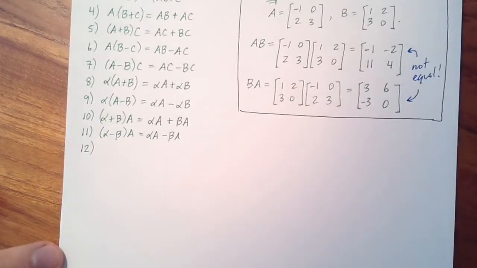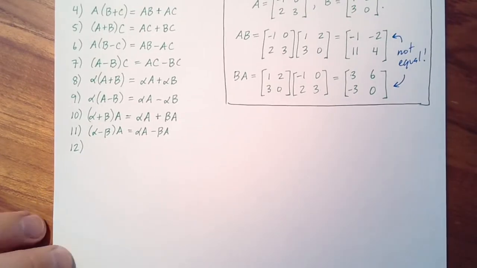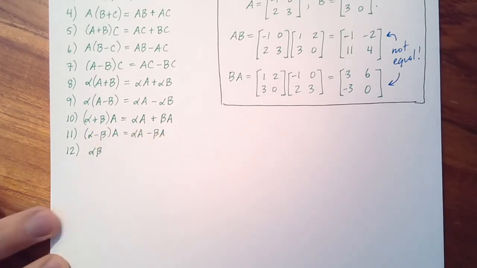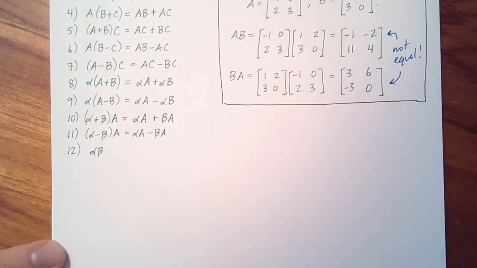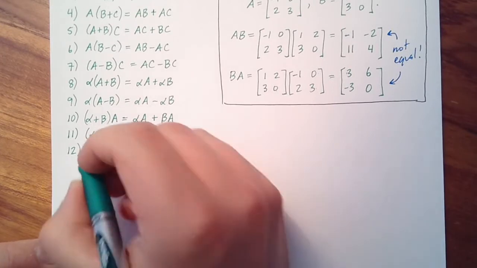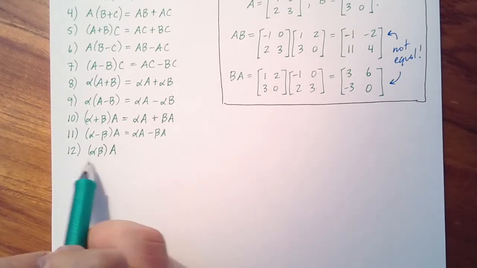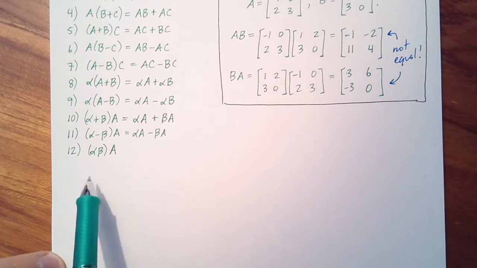So this one is very distinct from the ones that came first. Let's say I take the two scalars alpha and beta and I multiply them together instead of adding or subtracting like in the previous properties. So I'm going to multiply alpha and beta together. The result will give me a scalar, which I can then multiply onto the matrix A. So what is this going to be equal to? That's what this property is going to tell you.